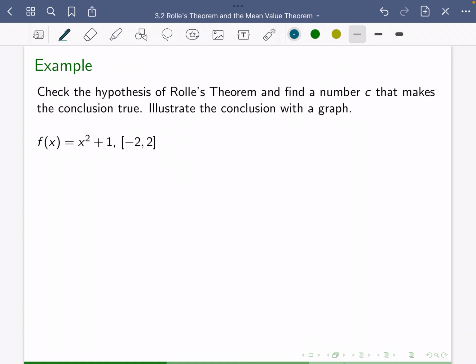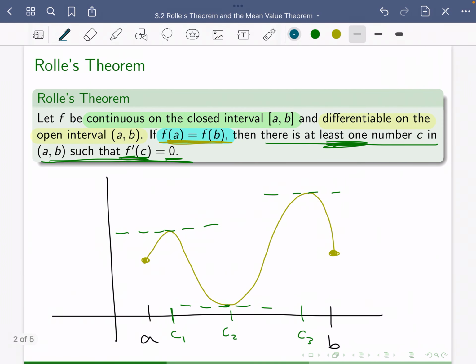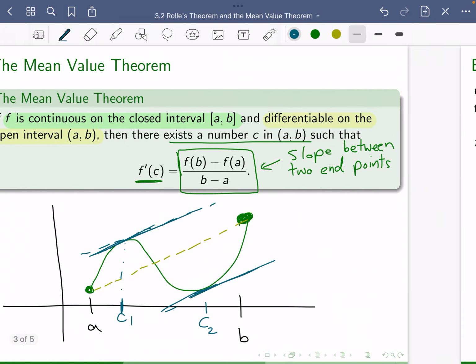So recall Rolle's theorem. It tells us if f is continuous on a closed interval from a to b and differentiable on the open interval from a to b, if additionally the function values at the two endpoints are equal, then we know that there is a number c in the open interval from a to b where the derivative is 0. All right, so let's look at our example here.